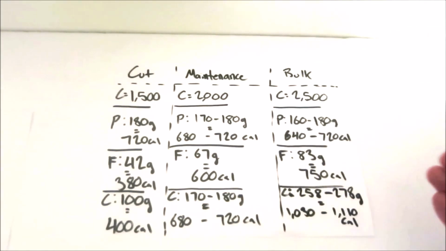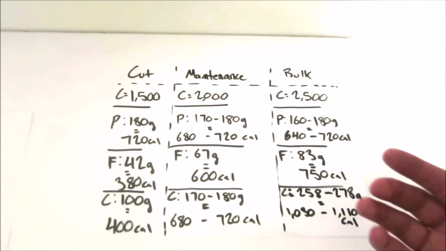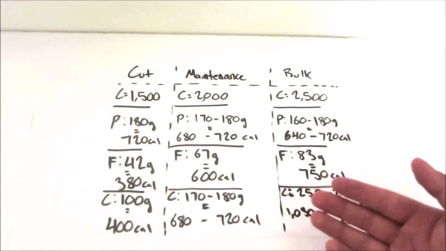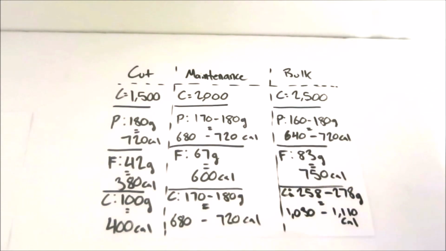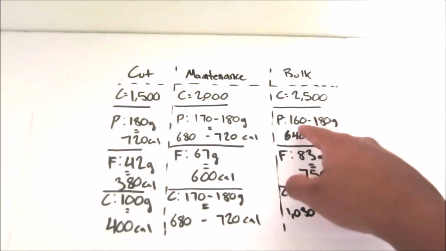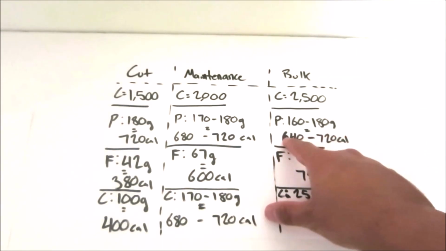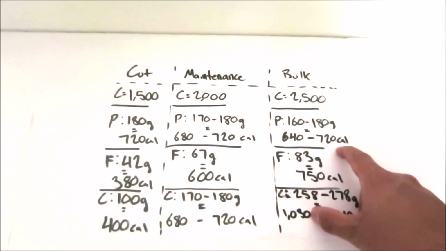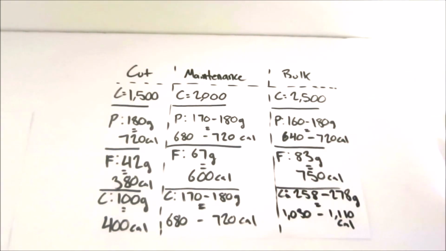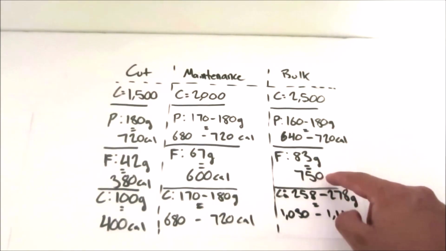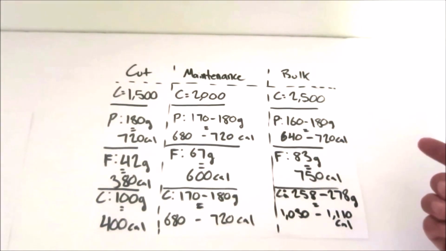If we wanted to bulk, and like I said, we set ourselves at about 2500 calories, we have a little bit more flexibility with protein. So say we wanted to go anywhere between 160 to 180 grams of protein. That would put us anywhere between 640 to 720 calories. Sticking with the 30% for fat, it will take us just about 83 grams to give us a total of 750. And just like all the others, we fill in the gap for the carbs.